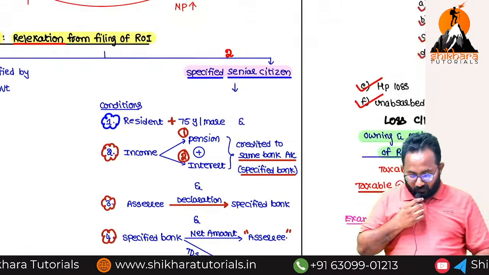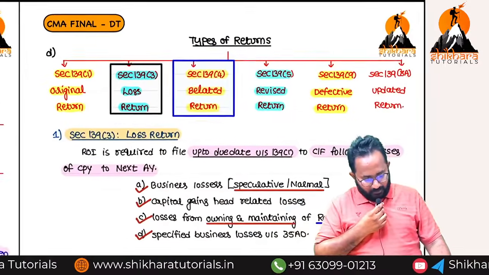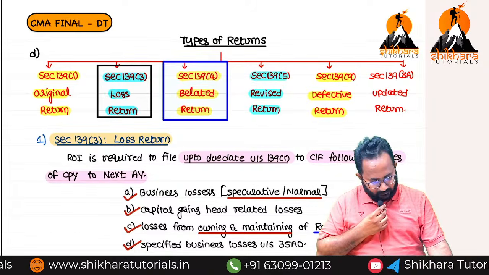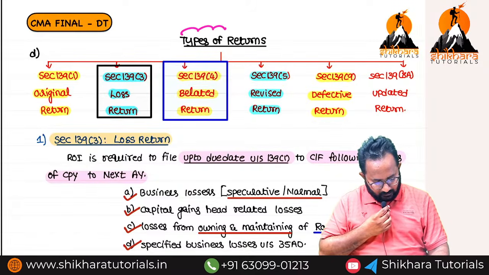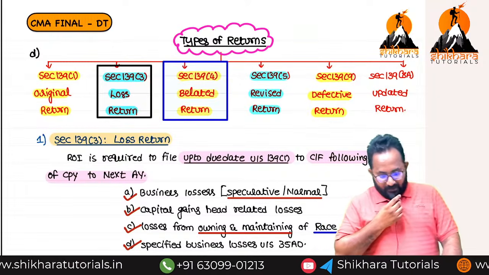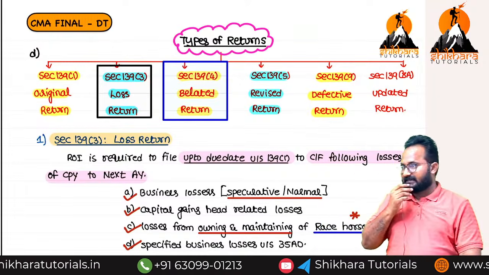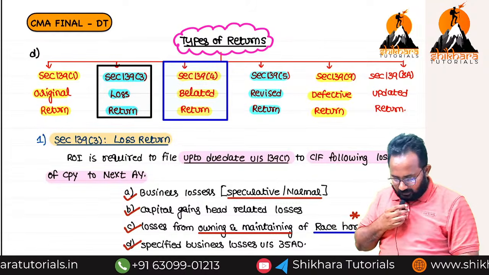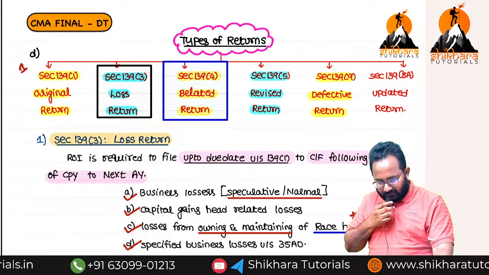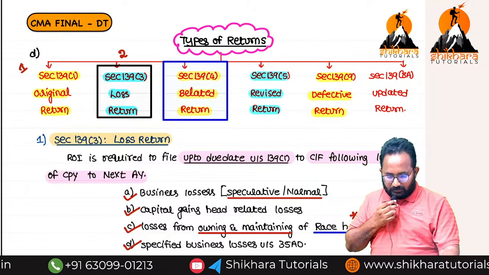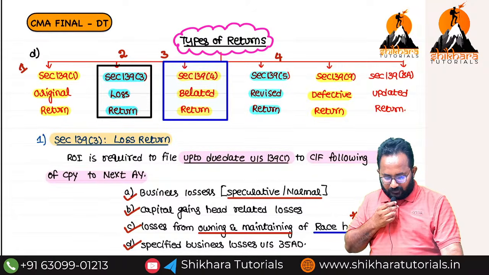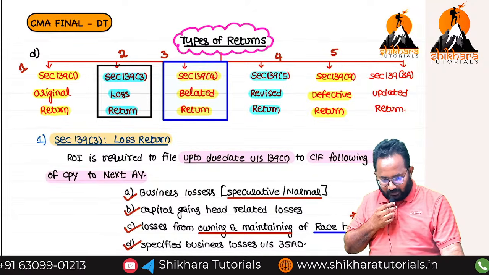139(1C) done. Next one: types of returns. How many types of returns do we have? 6. First one is the original return. Second one is loss return. Third one is belated return. Fourth one, revised return. Fifth one, defective return. Sixth one, updated return.